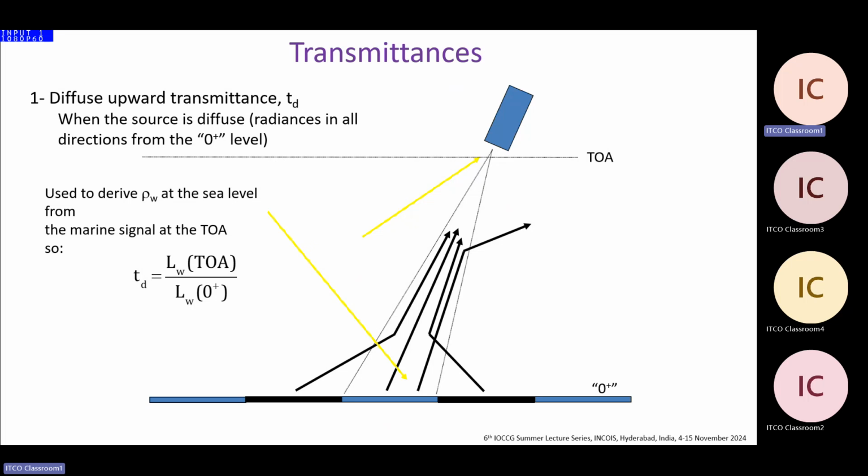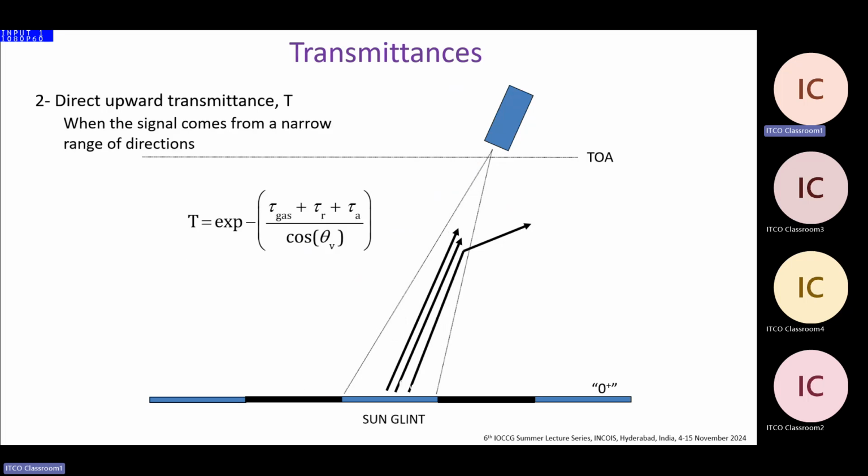But basically, that's the ratio of LW at the top of atmosphere, or what's left of LW at the top of atmosphere, divided by LW as it is just above the surface. The direct upward transmittance, the one we apply to the sun glint, when the signal comes from a narrow range of directions, is much simpler to express as the exponential of minus the total optical thickness divided by the cosine of the view angle.